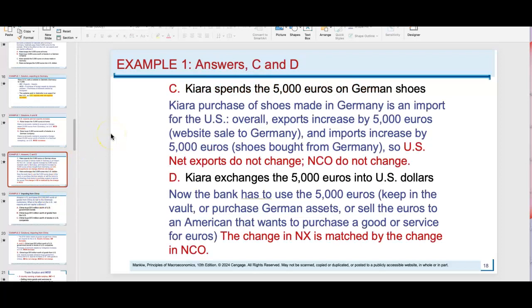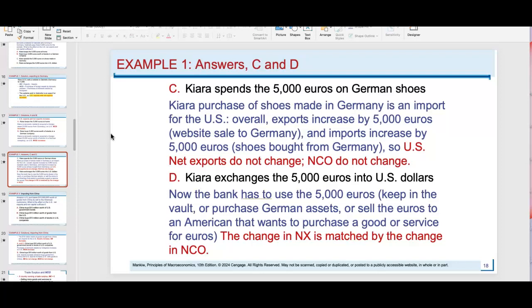Now, what if she spends the 5,000 euros on German shoes? She purchases shoes made in Germany, it becomes an import. So she exported 5,000, but she also imported 5,000 of shoes. Our net exports have not changed because we have the same amount of exports and imports. She acquired the euros, but then she spent those euros, so net capital outflow also did not change because the money came and it went. So zero. This scenario evened itself out.